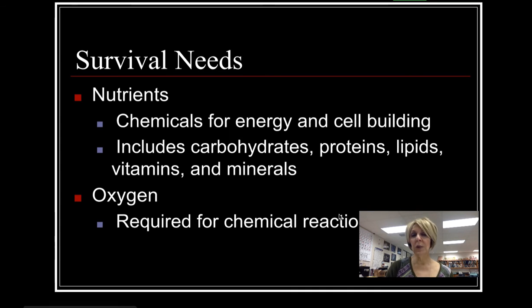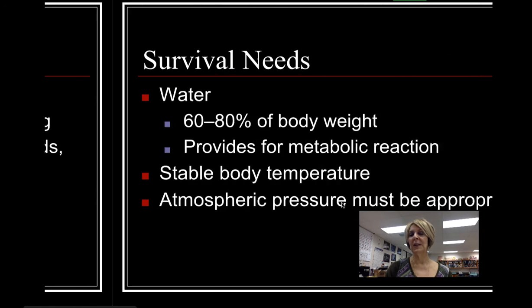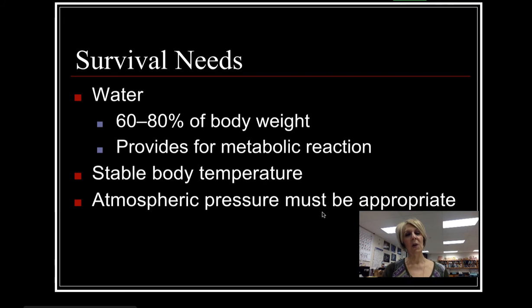We need nutrients to be able to survive. These are carbohydrates, proteins, lipids, vitamins, and minerals. And we also need oxygen, which we need to make our ATPs for our cells. We need to keep our water intake constant. 60 to 80% of our body weight is actually water. We have to maintain a stable body temperature, and our atmospheric pressure, the pressure of the air around us, must be appropriate.